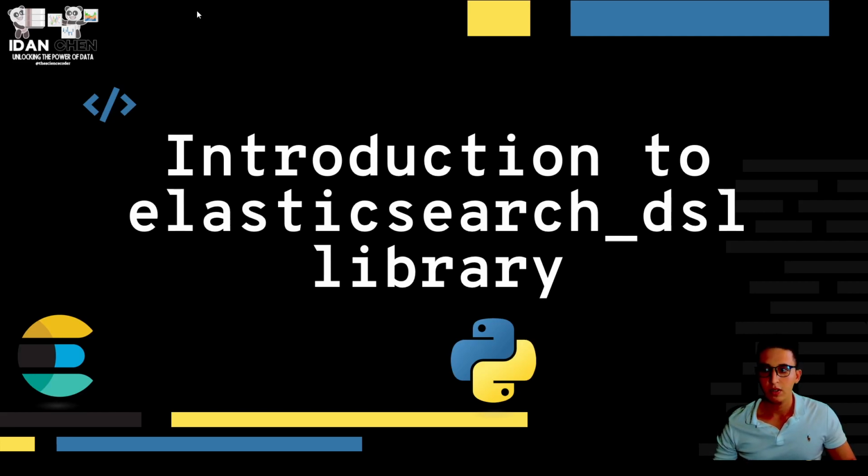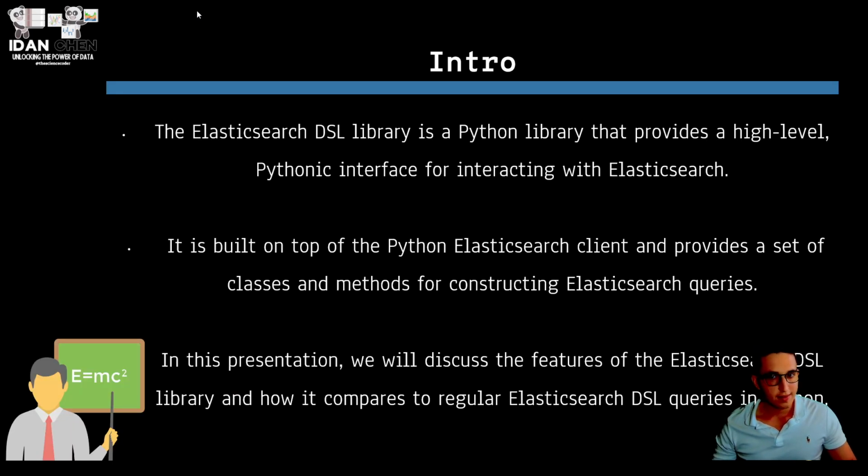In this lecture, we will talk about the Elasticsearch DSL library. So, what is the Elasticsearch DSL library? The Elasticsearch DSL library is a Python library that provides us a high-level Pythonic interface for interacting with Elasticsearch. It is built on top of the Pythonic Elasticsearch client and provides us a set of classes and methods for constructing Elasticsearch queries. In this presentation, we will discuss the features of the Elasticsearch DSL library and how it compares to regular Elasticsearch DSL queries in Python.